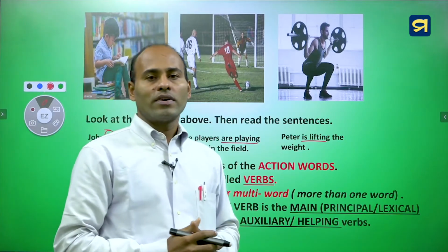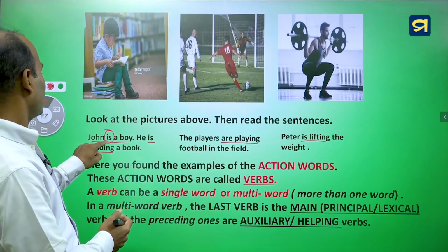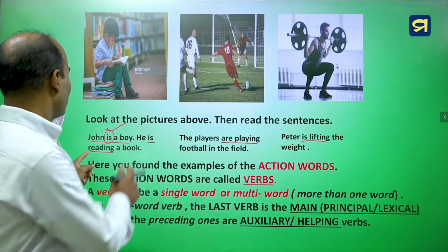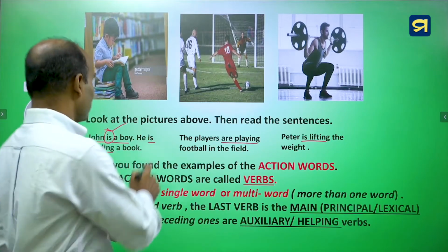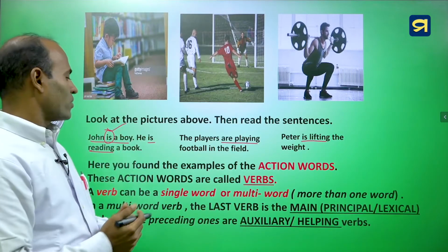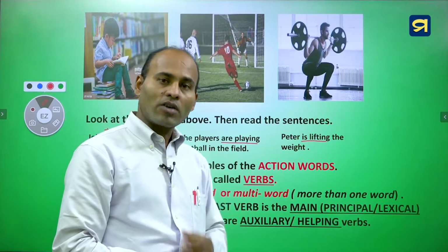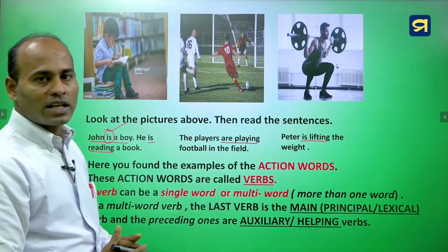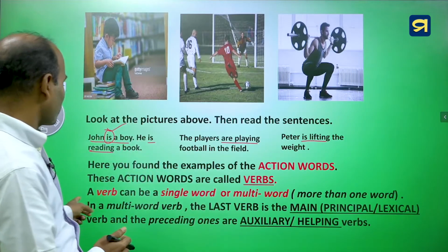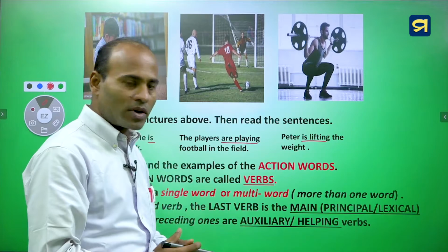Again, you might have observed one thing, that here you can see that John is a boy. Here is a single word, but in the second sentence, is reading is the verb, but it has more than one word. So a verb can be one word or more than one word, that is, a multi-word verb. Multi-word means more than one word.